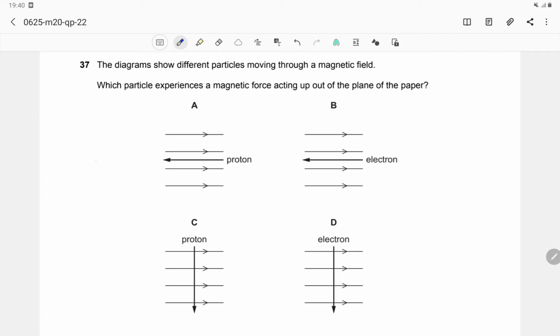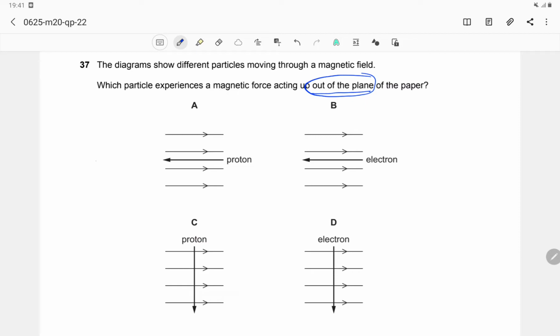Question number 37. The diagram shows different particles moving through a magnetic field. Which particle experiences a magnetic force acting out of the plane of the paper? So here they have given the magnetic field directions and the charged particles are moving. Both the directions are given and you need to find what will be the direction of force and in which option the direction of force is out of the plane.